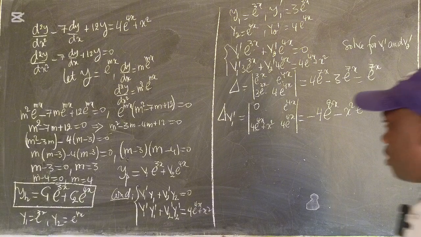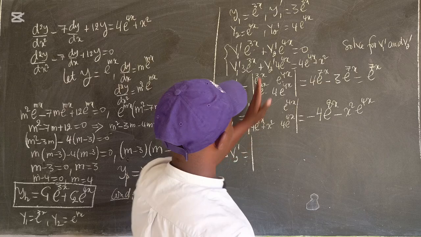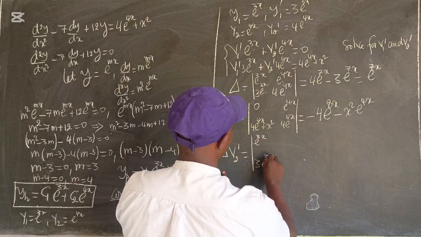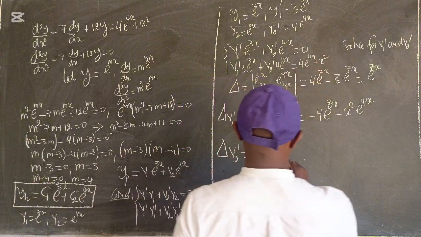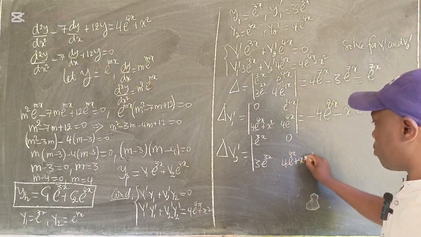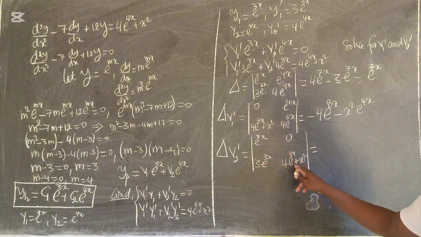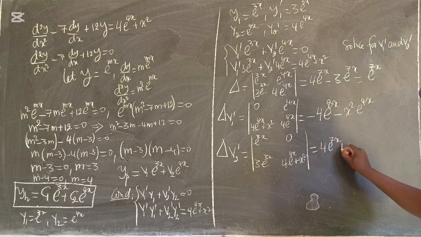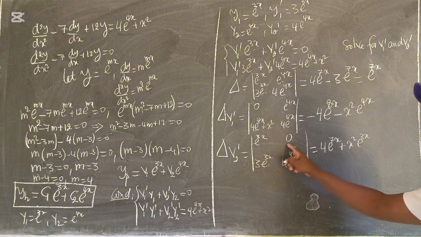Here is dv1 prime. dv2 prime is, we like this, exponential of 3x. Here is 3 times exponential of 3x, and like this. The next will be this. Here is 0, here is 4 times exponential of 4x plus x power 2. This determinant is equal to this times this minus this times this. This times this is 4 exponential of 7x plus x squared times exponential of 3x, minus 0.